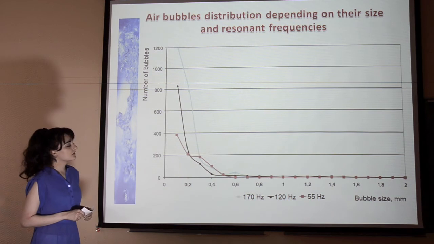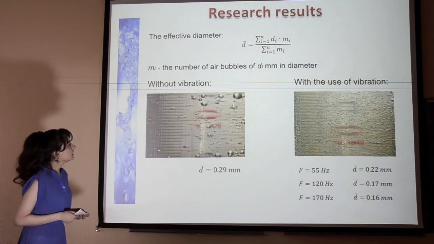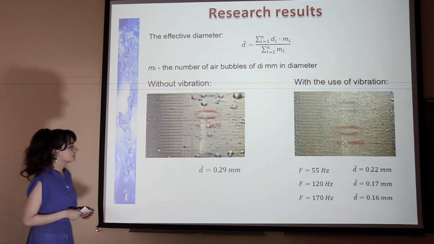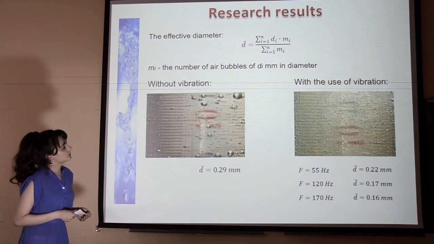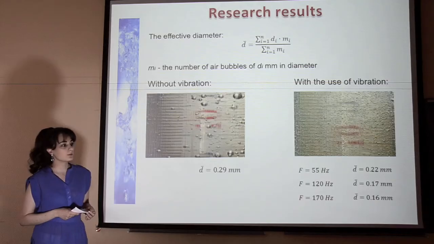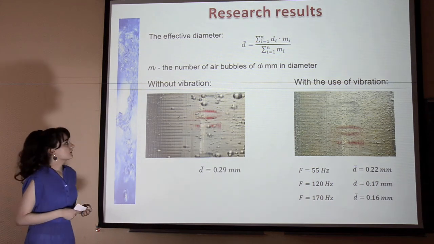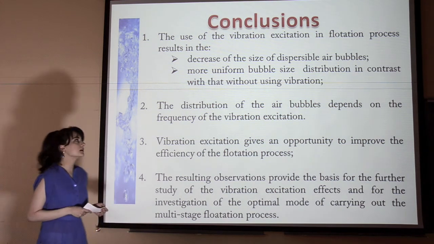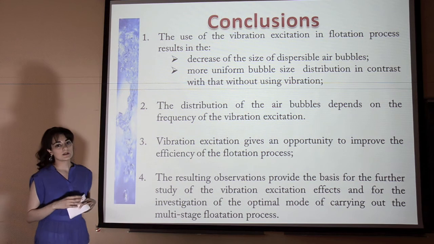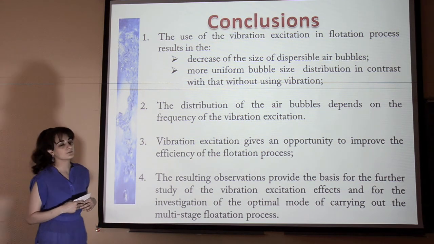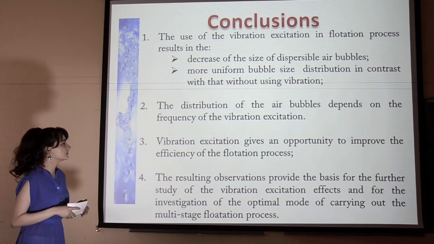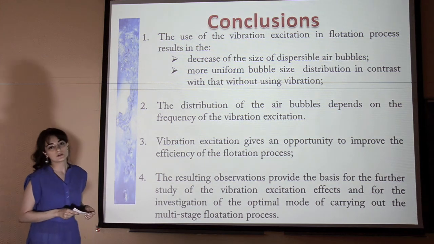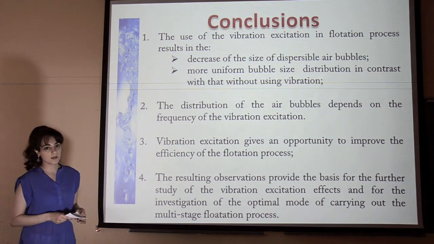If we calculate the effective diameter of air bubbles, you can see that without vibration this diameter is 0.29 millimeters, which is quite big, and with the use of vibration we can reduce this number almost 2 times. Therefore, we can confidently say that the use of vibration excitation during flotation results in a decrease of the size of air bubbles and makes the bubble size distribution more uniform, in contrast with that without using vibration. And this distribution will depend, of course, on the frequency of vibration.